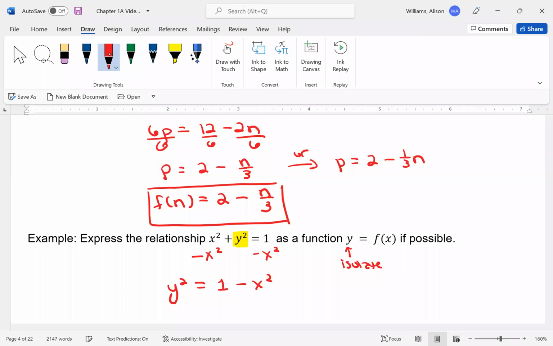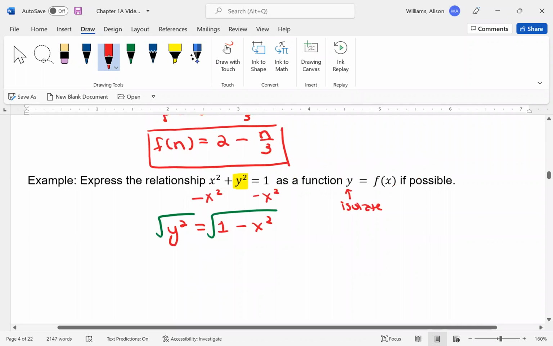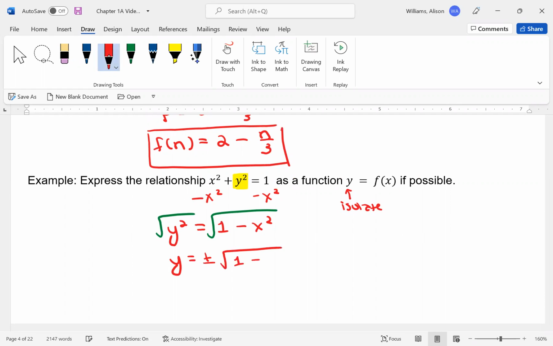Okay, now I'm going to take the square root of both sides, which is totally acceptable. However, and you might remember this again from intermediate algebra, when you take the square root of both sides of an equation, you actually have to introduce a plus or minus. And that's actually going to be a problem. The plus or minus is saying that if I put in one x value, an input, I'm going to actually get 2 outputs. That's no longer a function. So this is not a function.